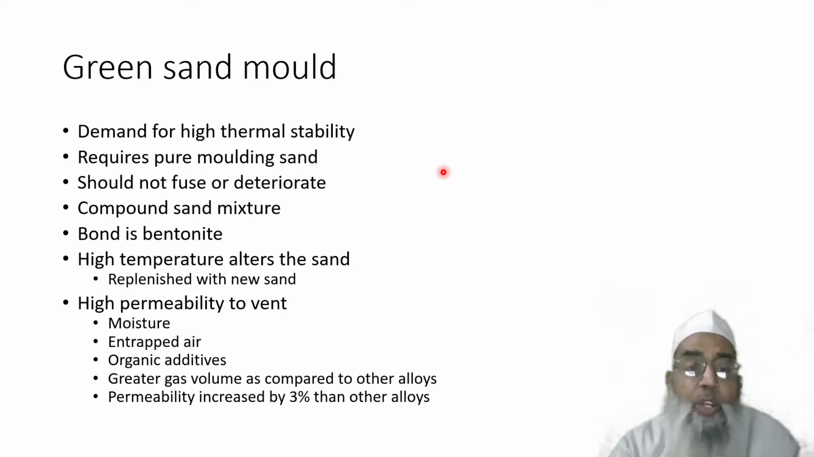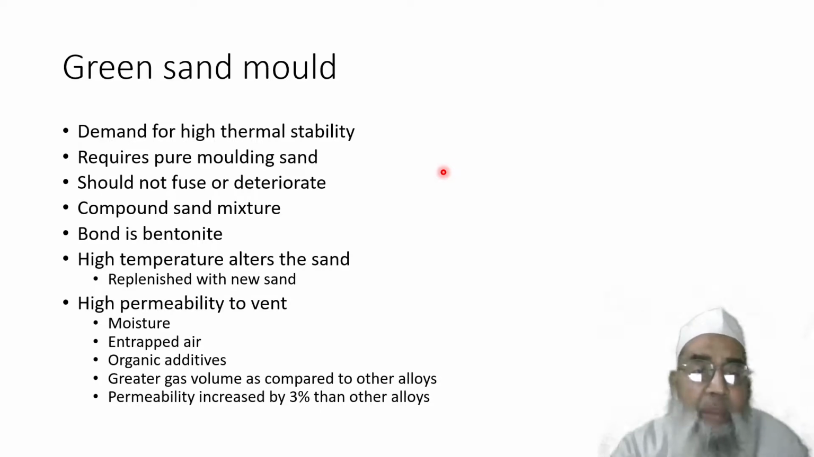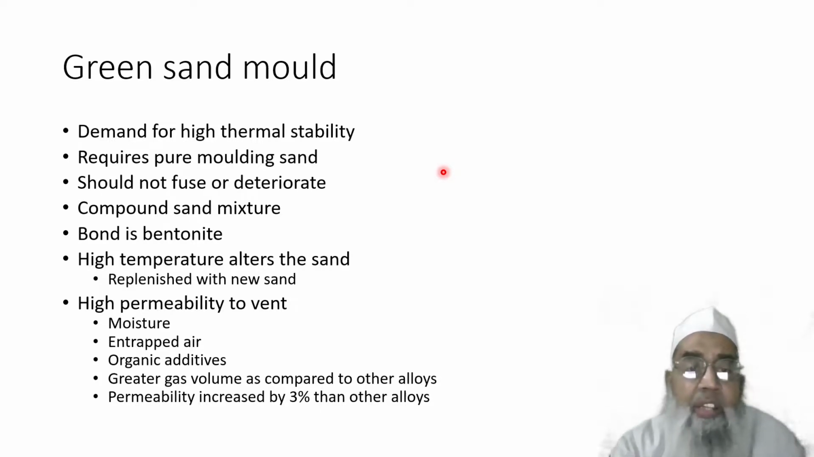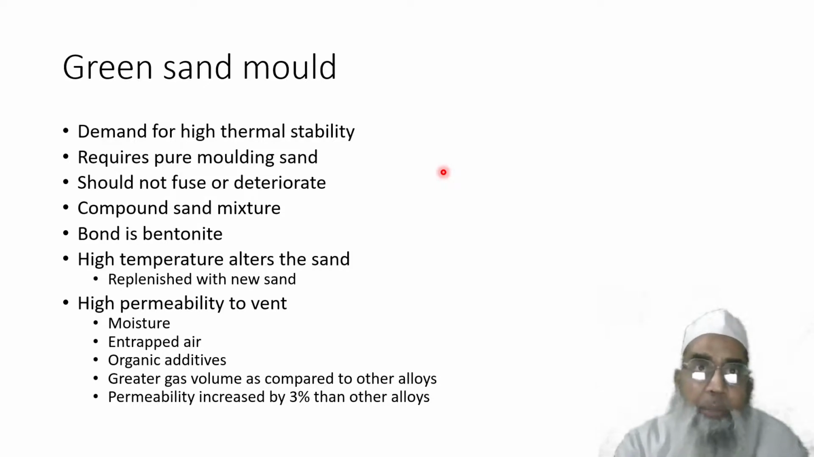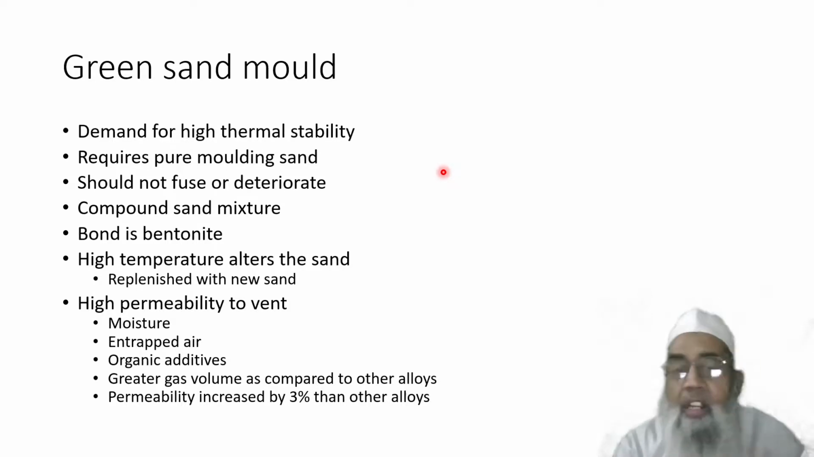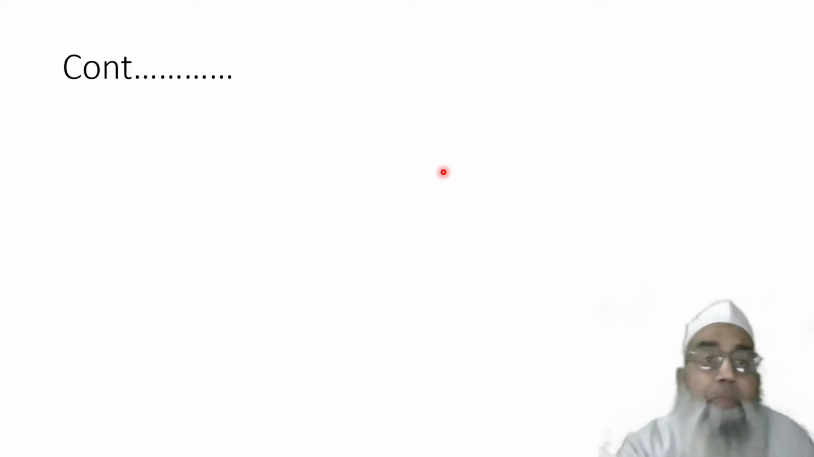The volume of the moisture is also getting enhanced due to high pouring temperature. Entrapped gas and organic additives give up gases, and therefore proper venting is to be given, so that they can escape from the cavity and will not get into the melt. Therefore, the permeability is increased by 3 times compared to other types of alloys.